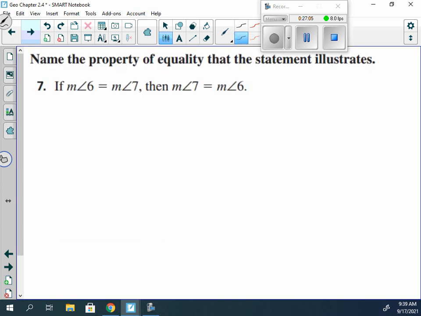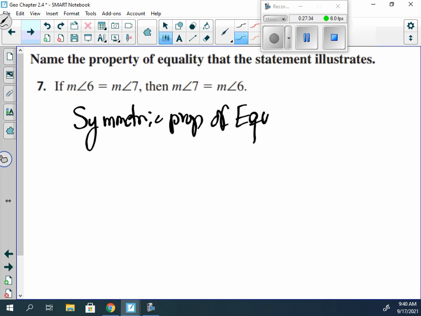So we look at this first one here. If the measure of angle 6 is equal to the measure of angle 7, then the measure of angle 7 equals the measure of angle 6. Which one of these 3 properties is it? Symmetric property of equality, that's it.